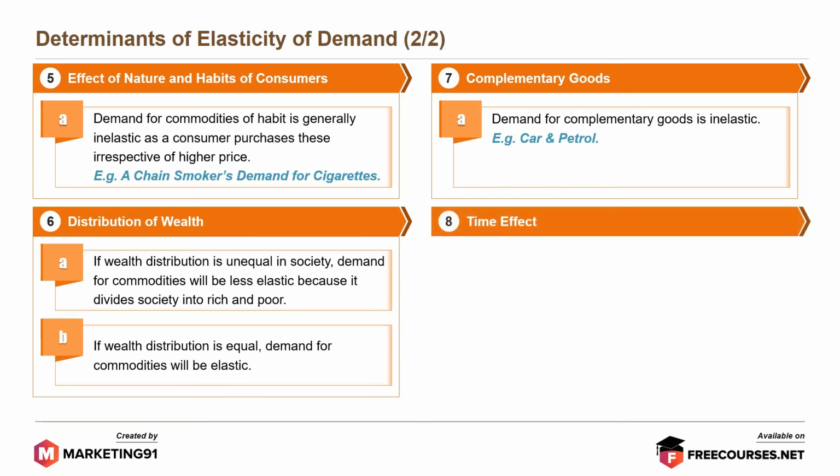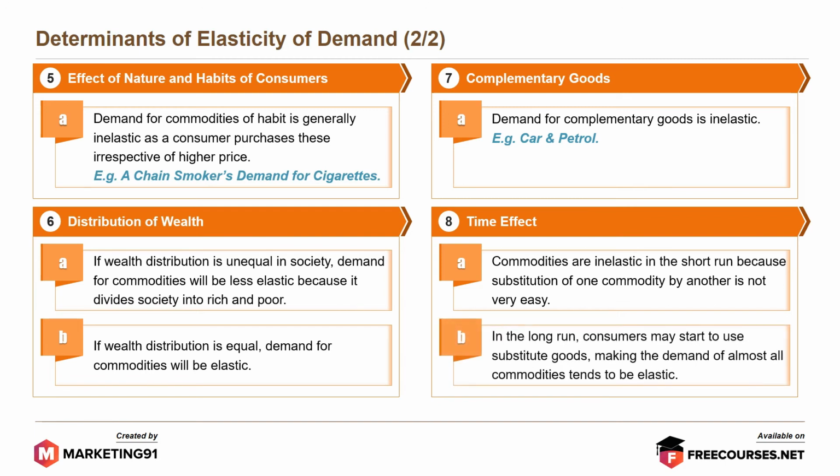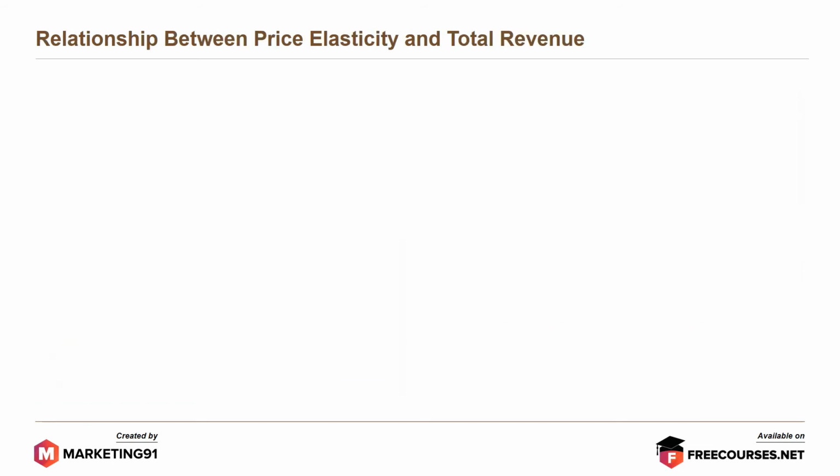Moving on to the eighth, time effect. Commodities are inelastic in short run because substitution of one commodity by another is not very easy. Whereas in the long run, consumers may start to use substitute goods, making the demand of almost all commodities tend to be elastic. Moving on to the relationship between price elasticity and total revenue.